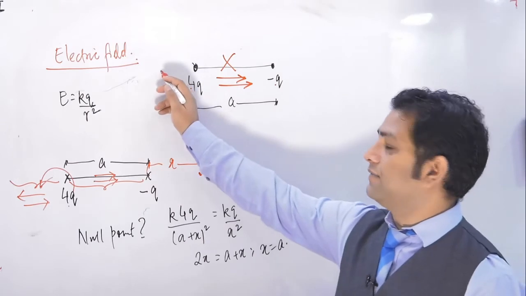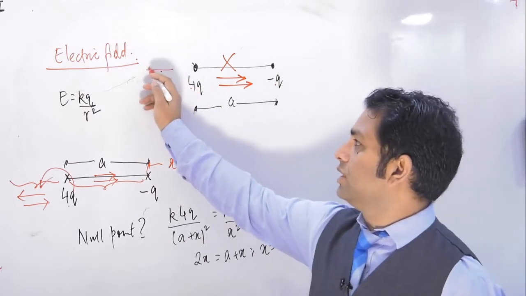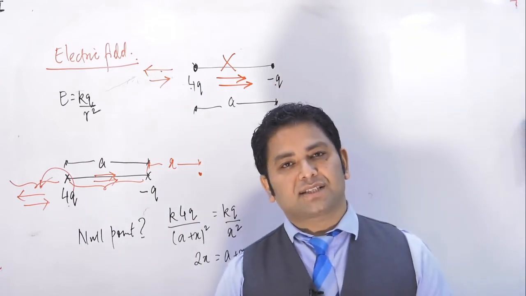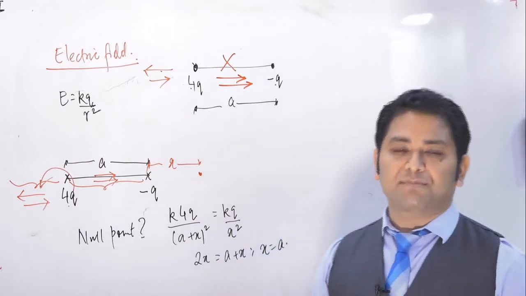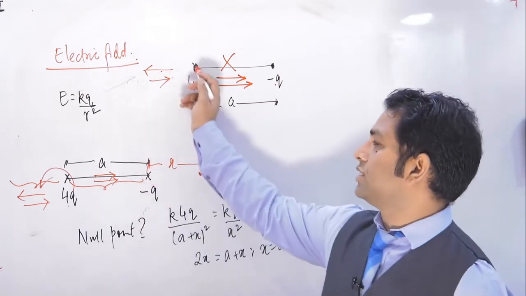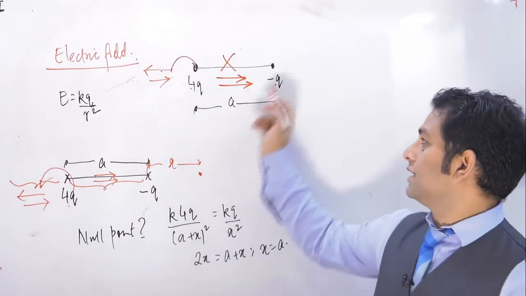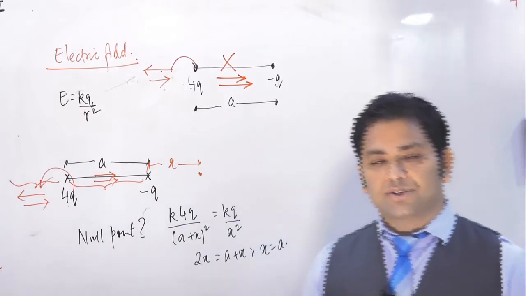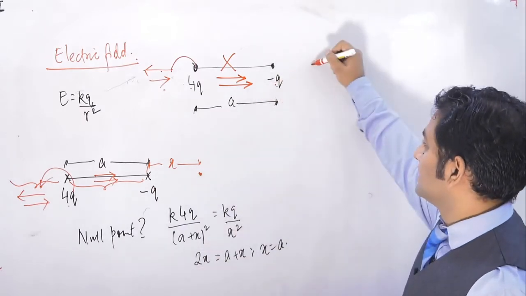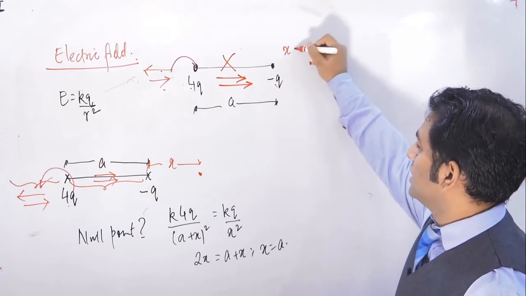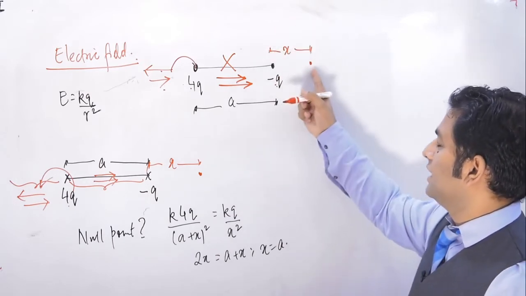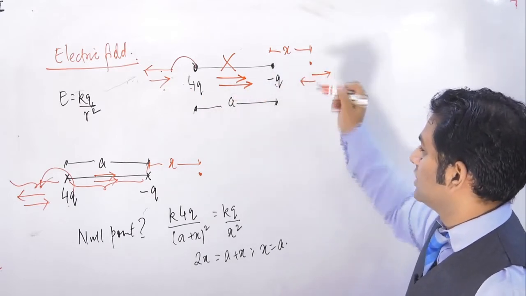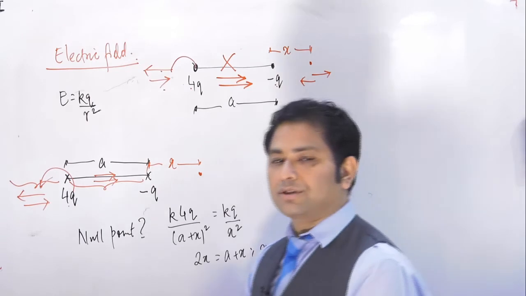Here the direction of the field fights, 4q away, minus q towards. But though the directions are opposite, the magnitude can't be the same, because closer to 4q and farther from minus q, the magnitude can't be equal. So the only option you have is somewhere here, closer to minus q, so that the direction fights, 4q away, minus q towards, and the magnitude would also be equal.